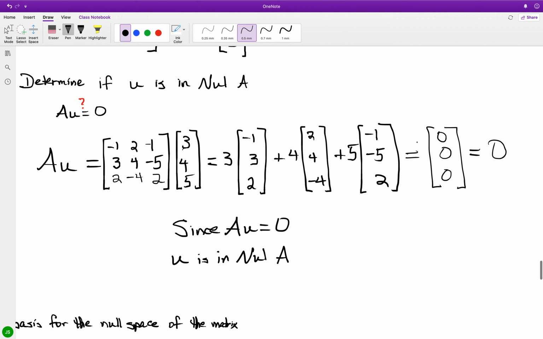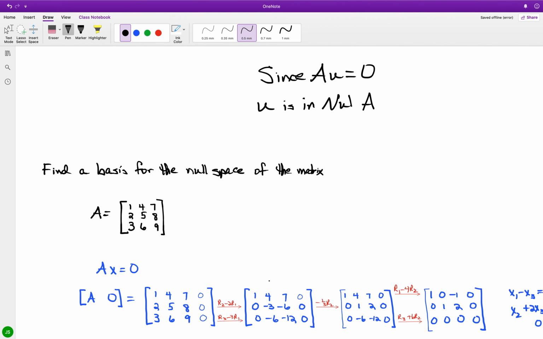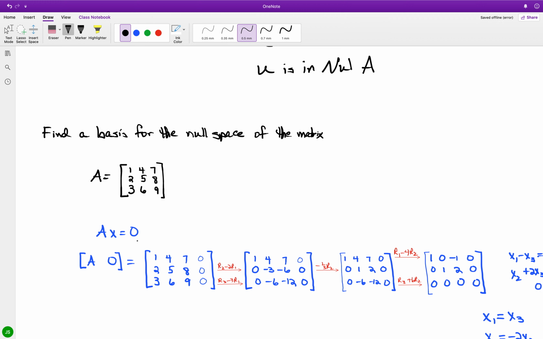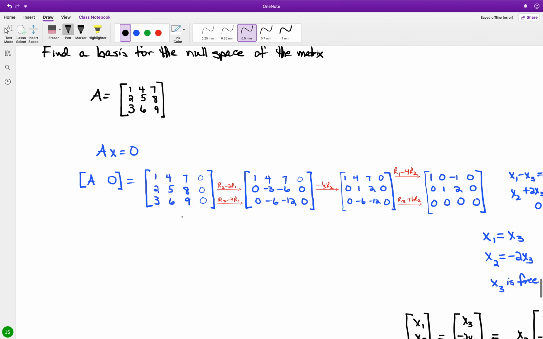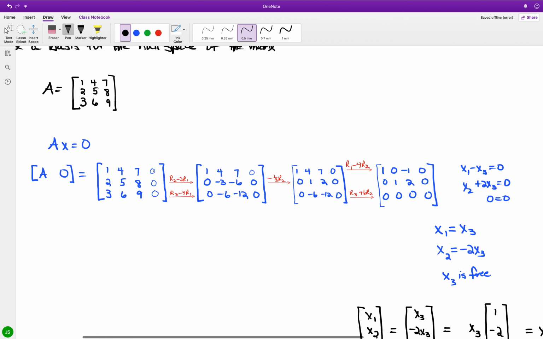All right, now for forming a basis for the null space of a matrix. Say we have a matrix A, going column by column: 1, 2, 3, 4, 5, 6, 7, 8, 9. For finding a basis, we're looking at a set of values x such that A times x is equal to 0. If we form an augmented matrix going from A to 0, we have a 3 by 4 matrix.